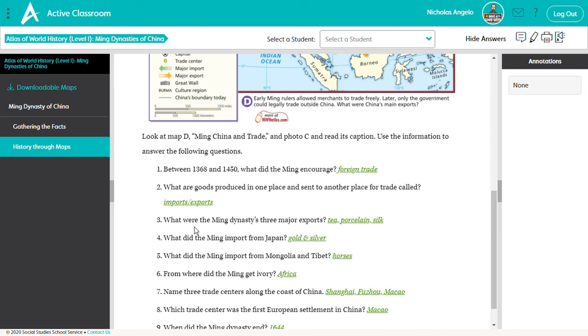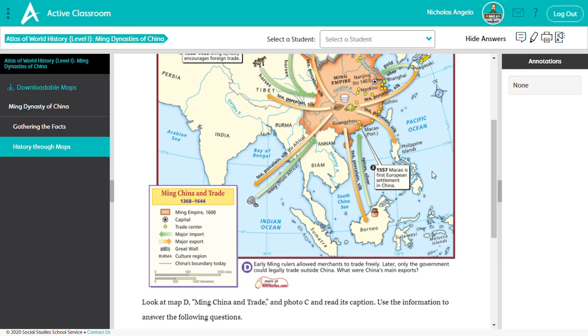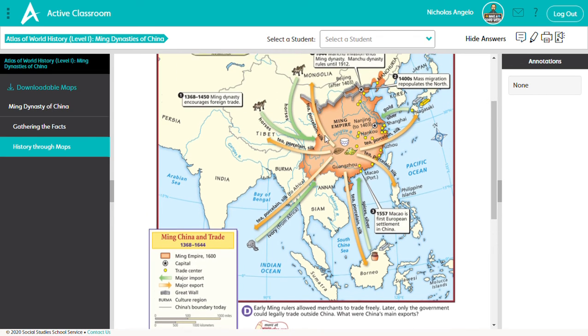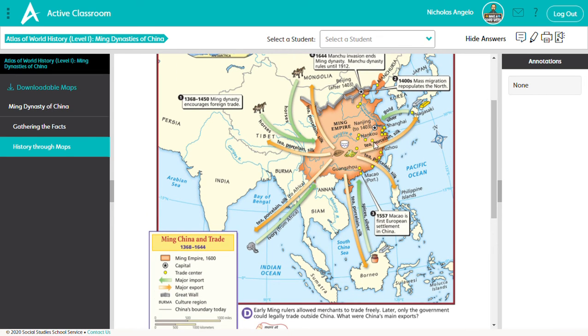3 says, what were the Ming Dynasty's 3 major exports? Well, you have to look at the orange arrows. What are they sending out to other people? It's the same thing everywhere. Tea, porcelain, silk. They're sending it to the Philippines. They're sending it to Borneo. They're sending it to Africa, to other parts of Asia like Tibet. Anytime you look at the orange arrows, they always have the same things. Tea, porcelain, and silk.